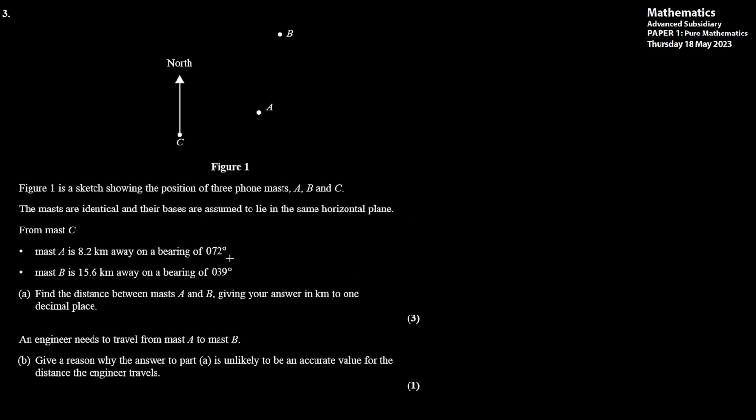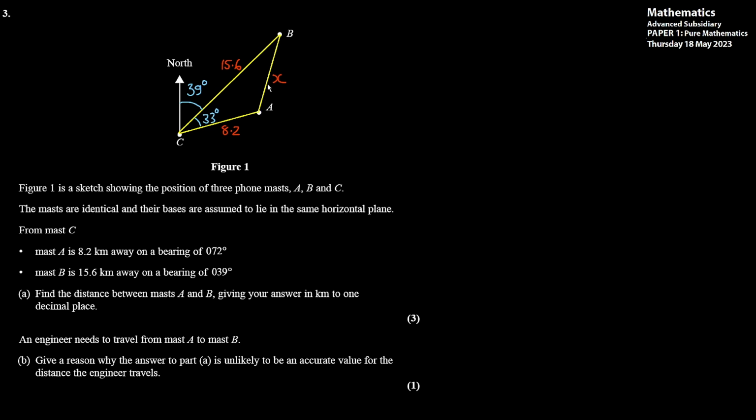Question 3, we've got 3 transmitting masts, A, B and C, and I'm going to put the distances and bearings that they've quoted here on this diagram. And there we have it. The bearing that they told us of A from C was 72, which is the addition of these two angles here. Well, this is a non-right angle triangle.